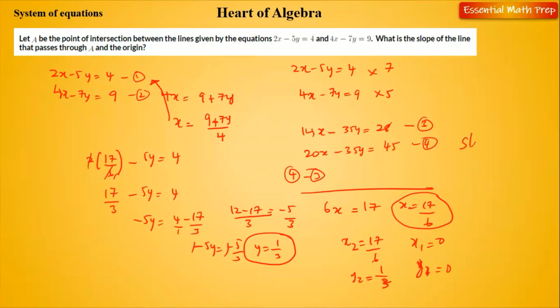And slope is y2 minus y1 over x2 minus x1. Because it's just 0, you don't need to worry about it. So it's essentially 1 over 3 over 17 over 6. You know how to do this, right? I know it's been a while since we've done ratios, but 1 over 3 times 6 over 17, this is 2, so it's 2 over 17.